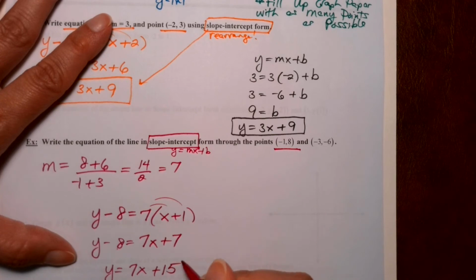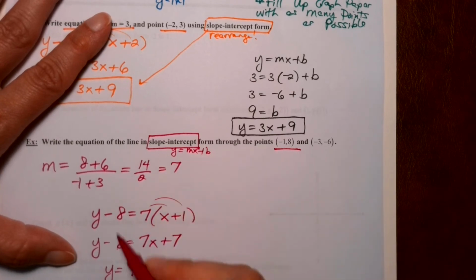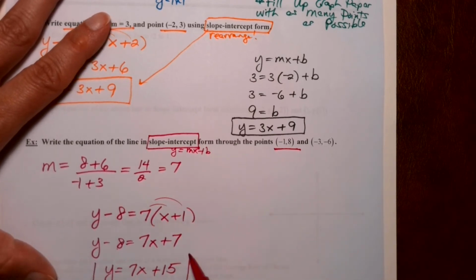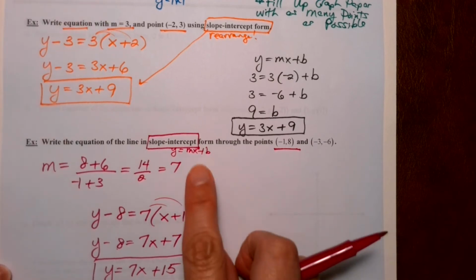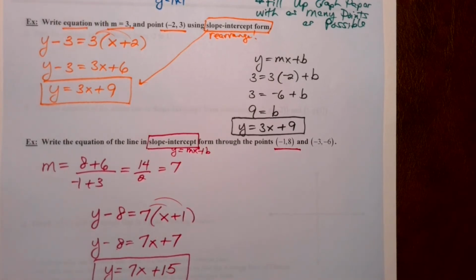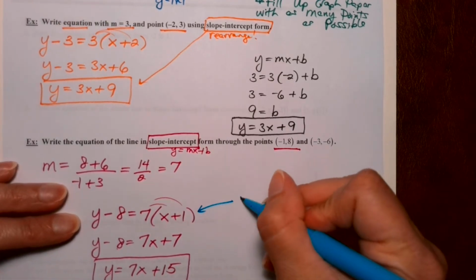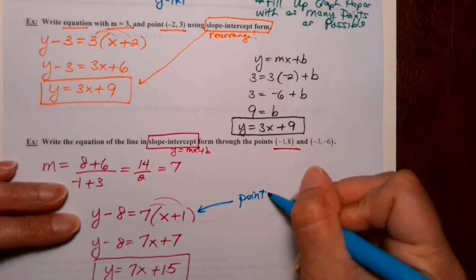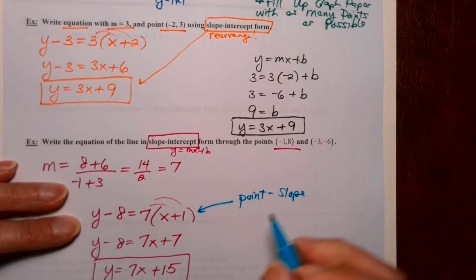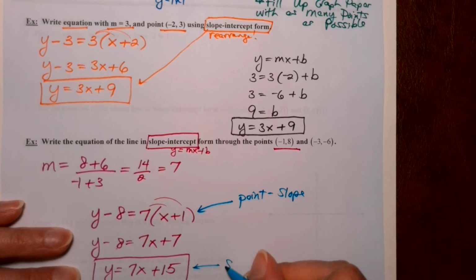No matter what point you chose or what method you chose, everyone's going to have the same exact answer in slope-intercept form. So just make note right here, this is point slope, and this answer right here is in slope-intercept.